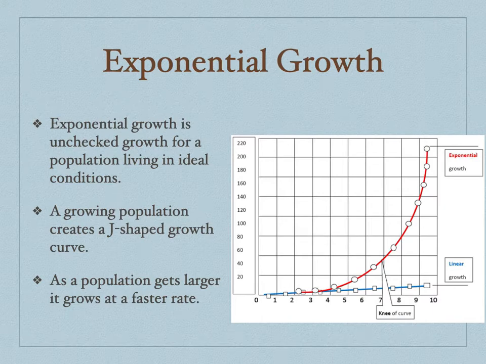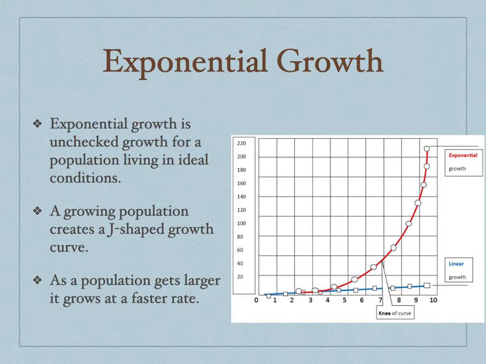And that is unchecked growth for a population that's living in ideal conditions. In other words, there's all the food available that they could ever want. There's all the water. There's all the space. That Eurasian milfoil I showed you a picture of, it's invasive. When it came in, it was basically unchecked growth. There was nothing eating it. It just took off.